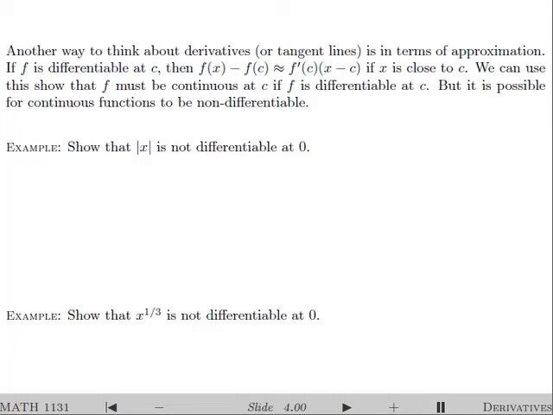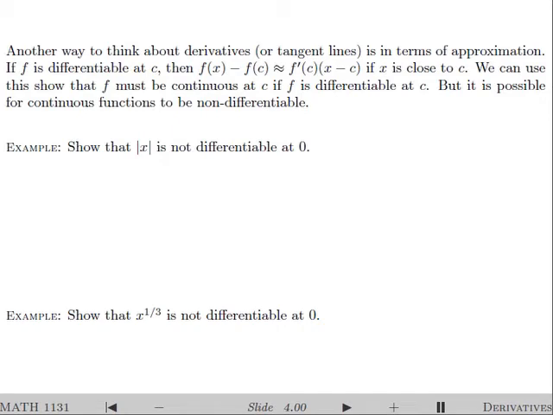Welcome. In this session, we will look at the relationship between continuity and differentiability. We can think of continuity in terms of approximations. To say that f is continuous at c means that the limit of f of x as x approaches c is f of c.